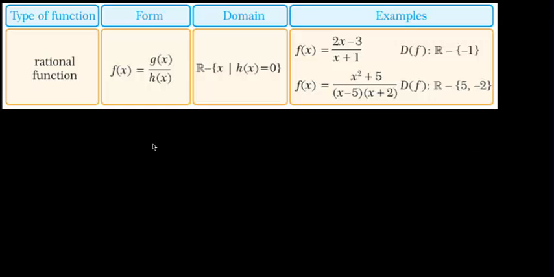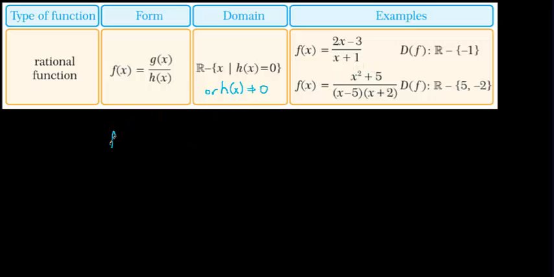Okay, the next function is a rational function. For the rational function, the domain is all real numbers different than where h(x), which is the denominator here, is equal to 0. Or we can say it like this: h(x) cannot be equal to 0. This is going to give us the domain. Here there are some examples. I'm going to explain on the examples.